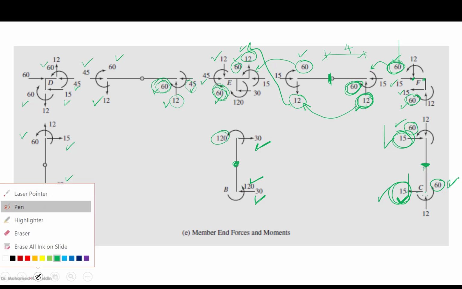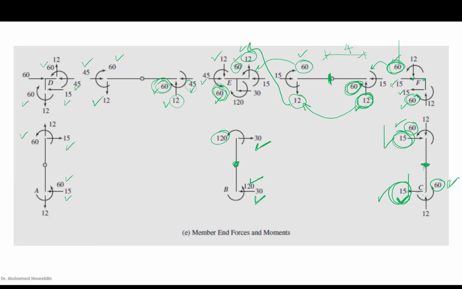So let's have another color. This is 15. So this one, supposedly to be known, 15. And this would be reversed here, which is 15. And this would be reversed here, which is 15. Okay, so we know everything now for this joint, which is joint E.